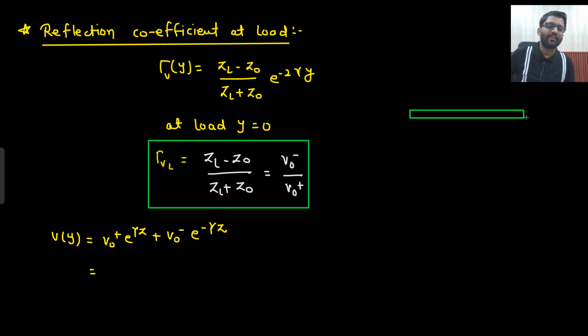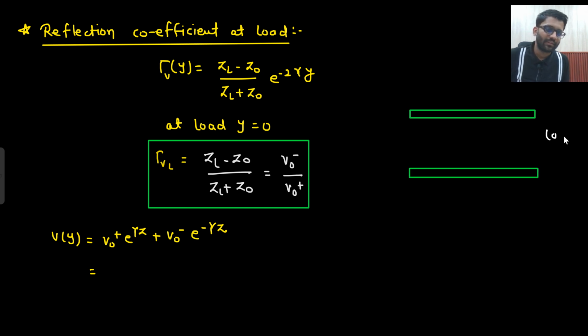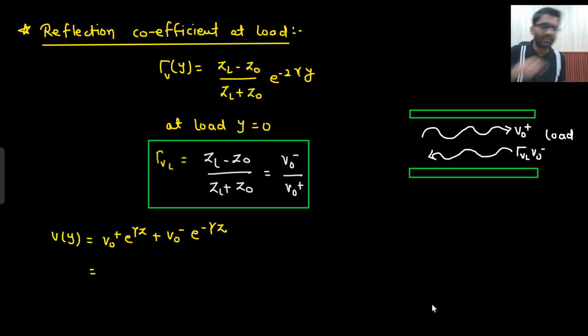So what is actually happening? This is your transmission line. Here there is load. Some incident wave is there, which is having V naught plus. Now it will be reflected back. Now what will be the amplitude of this wave? Amplitude of this wave will be gamma voltage at load into V naught plus. Say yes or no? Because V naught minus is equals to gamma voltage, that means voltage reflection coefficient at load into V naught plus. This is your V naught minus.